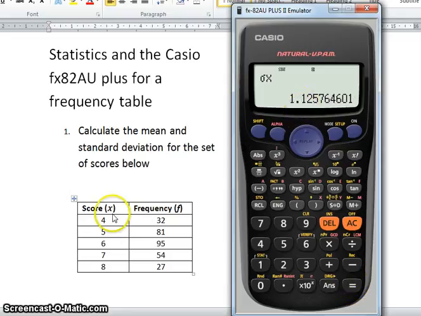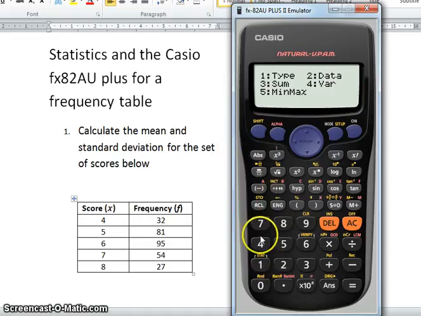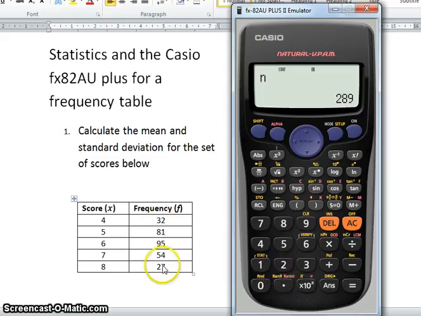You can see it's pretty tight there, pretty tightly bunched. Now if I want to find the number of scores, shift 1, 4 once again, and the number of scores is the number 1 for n. And I find there are 289 scores in there. So the total frequency would be 289. So that's how you use the calculator, the FX82AU, in order to find the mean and the standard deviation for a frequency distribution table.